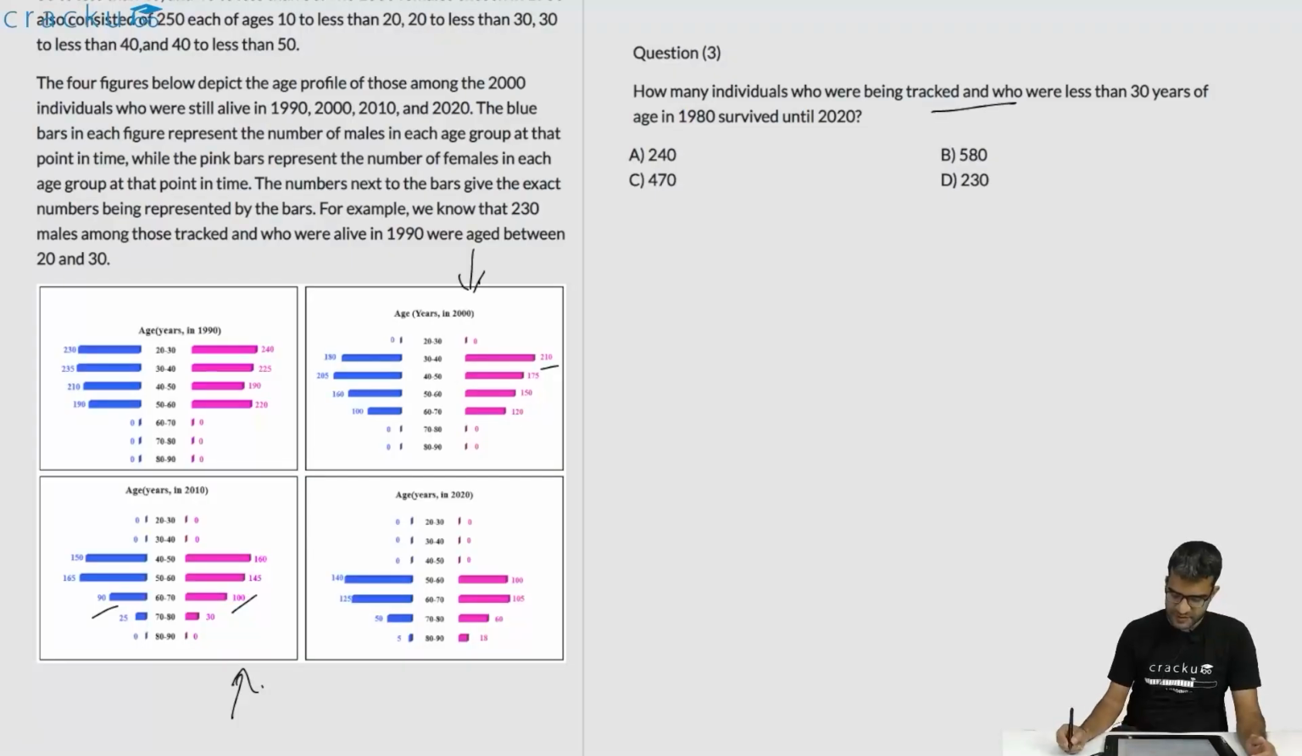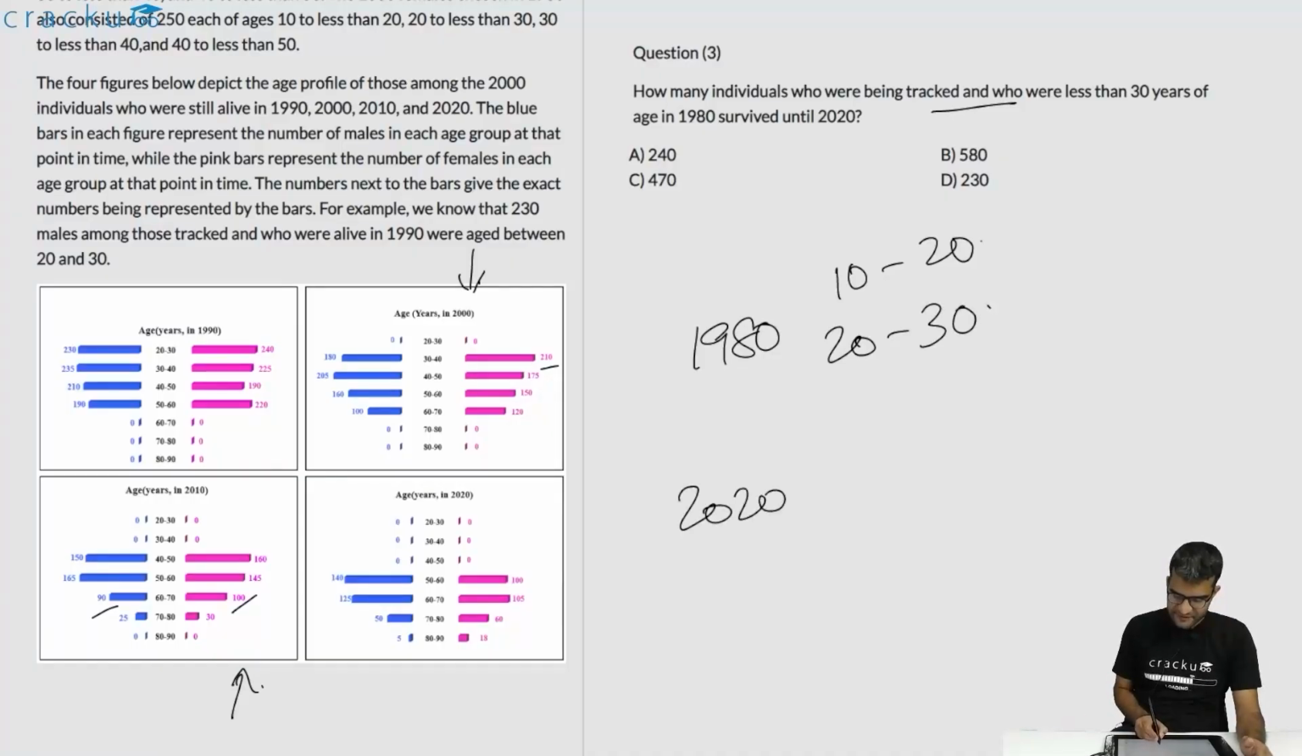How many individuals who are being tracked who were less than 30 years of age in 1980 survived till 2020? So in 1980, there are two groups. One group of 250 people are between 10 to 20 years old, and another group is between 20 to 30 years old. In 2020, that is after 40 years, these two groups will be between 50 to 60 and 60 to 70.